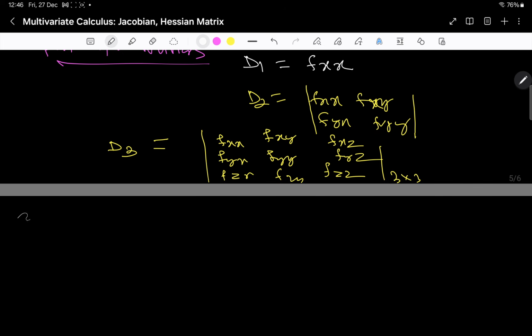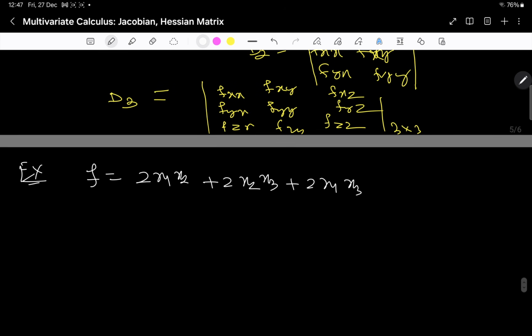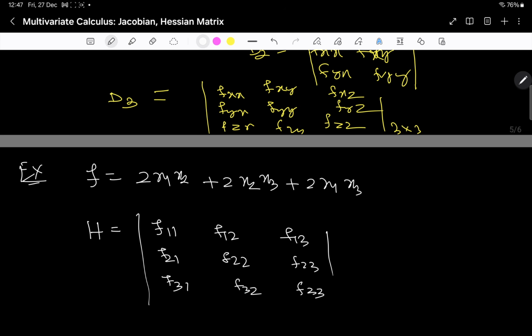Coming to an example, suppose you are given a function f = 2x1x2 + 2x2x3 + 2x1x3, and you are asked to find the Hessian matrix. What is the Hessian matrix here? The Hessian matrix is f11, f12, f13, f21, f22, f23, f31, f32, f33. So what is f11? We differentiate f with respect to x1 twice.